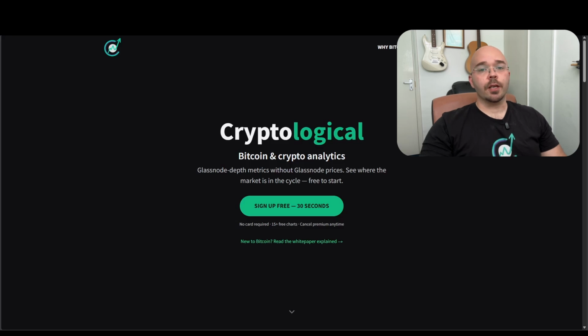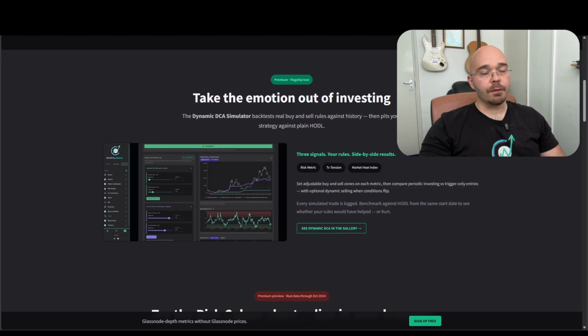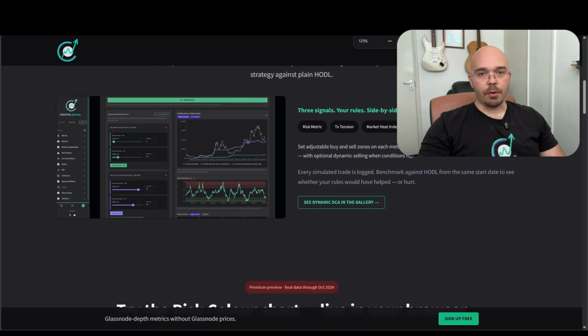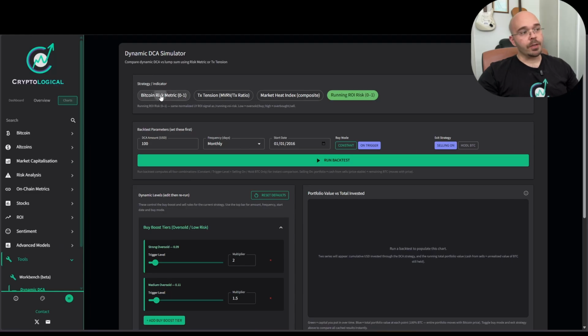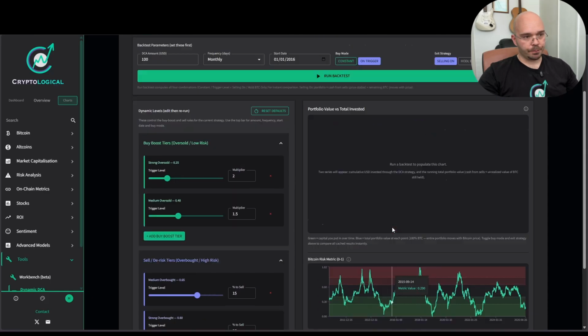Today on Cryptological, we're going to be looking at the dynamic DCA simulator, which is a simulator I've created with 4 separate metrics that we can use to help us figure out how to not get wrecked. So we've got the Bitcoin risk metric, the good old traditional Bitcoin risk metric. Each one you select, by the way, shows up down here in this window.